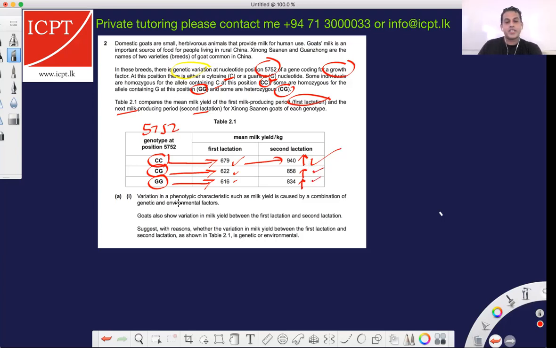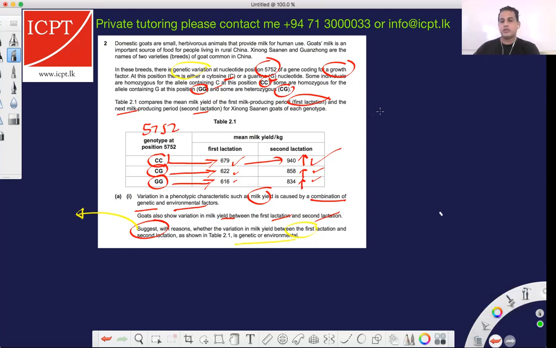Okay, variation in phenotypic characteristics such as milk yield is caused by contribution of genetic and environmental factors. Goats also show variation in milk yield between the first lactation and second lactation. Suggest. Okay, suggest means you have to find valid information from this, and also you have to add your information to justify the questions with reasons whether the variation in milk yield between the first lactation and the second lactation is genetic or environmental.